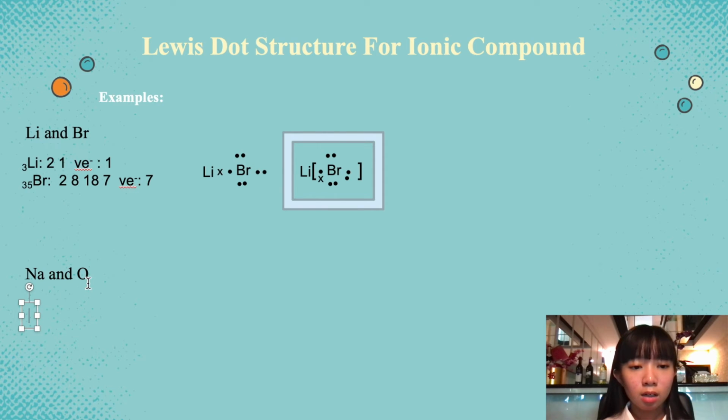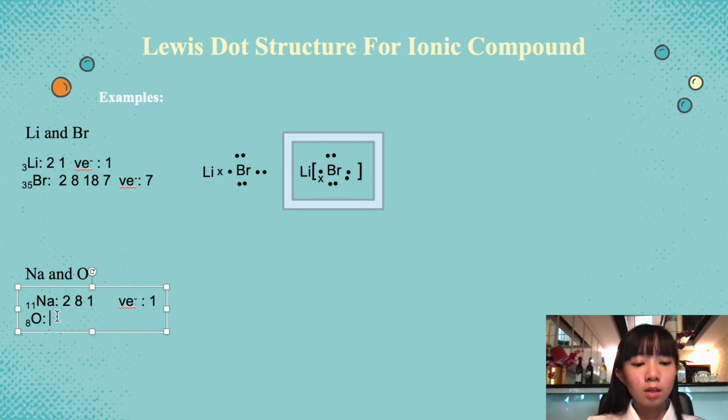Next, we have sodium and oxygen. Sodium has the atomic number of 11, which makes the electron configuration 2, 8, and 1. So sodium has a valence electron of 1, while oxygen has the atomic number of 8, which makes the electron configuration 2 and 6. So oxygen has a valence electron of 6.